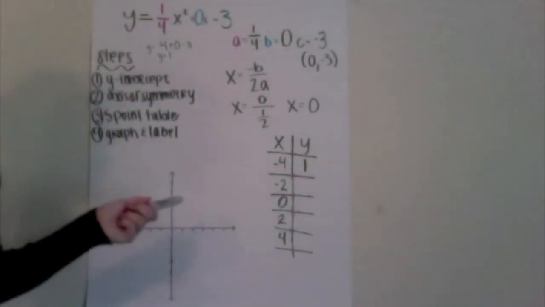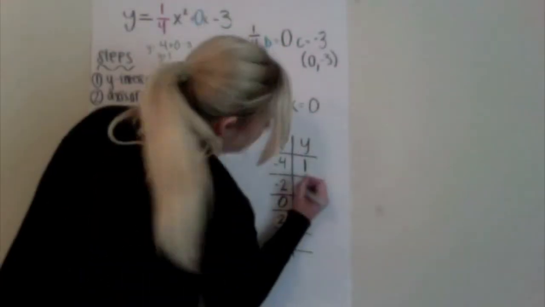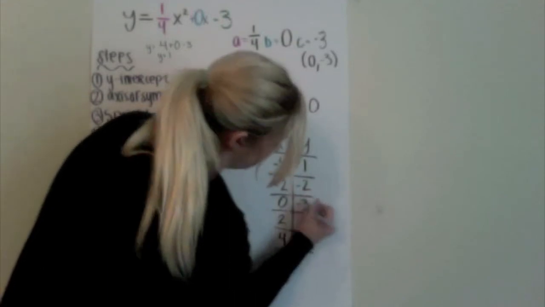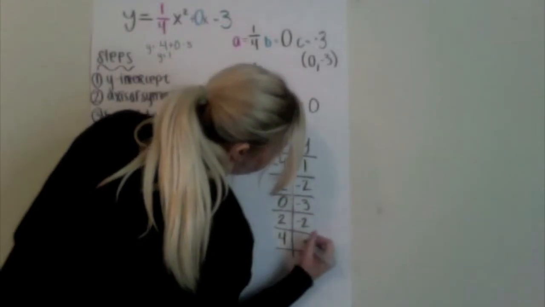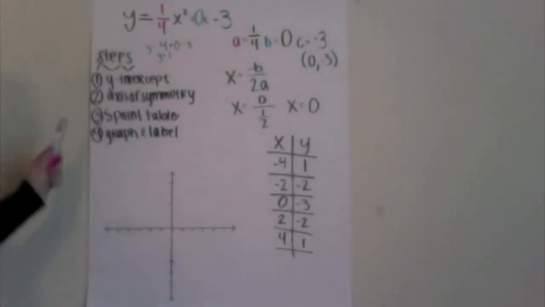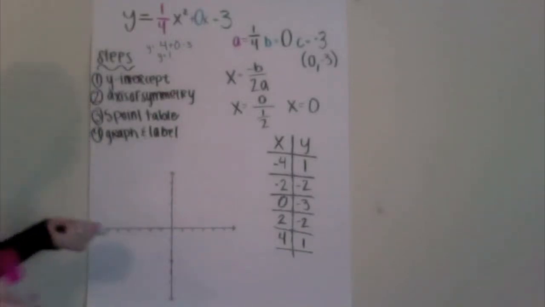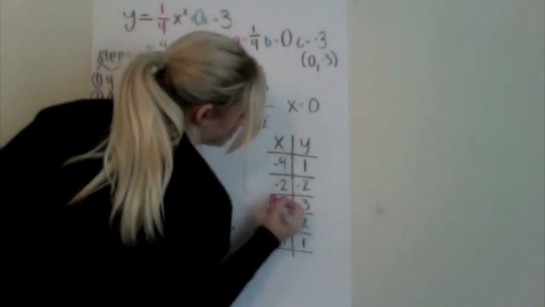Now you're going to do the same thing for the rest of these points, and you're going to come up with (-2, -2), (0, -3), (2, -2), and (4, 1). Now we have those 5 points, and our next step is to graph and label. Now, what are we going to label? We're going to label our vertex, and we know that our vertex is right here at (0, -3), because it lies on our axis of symmetry.